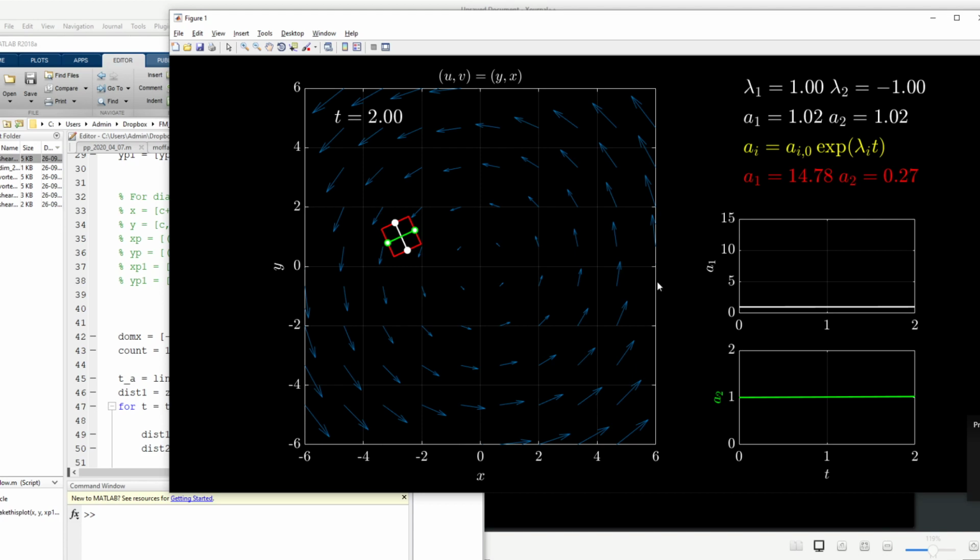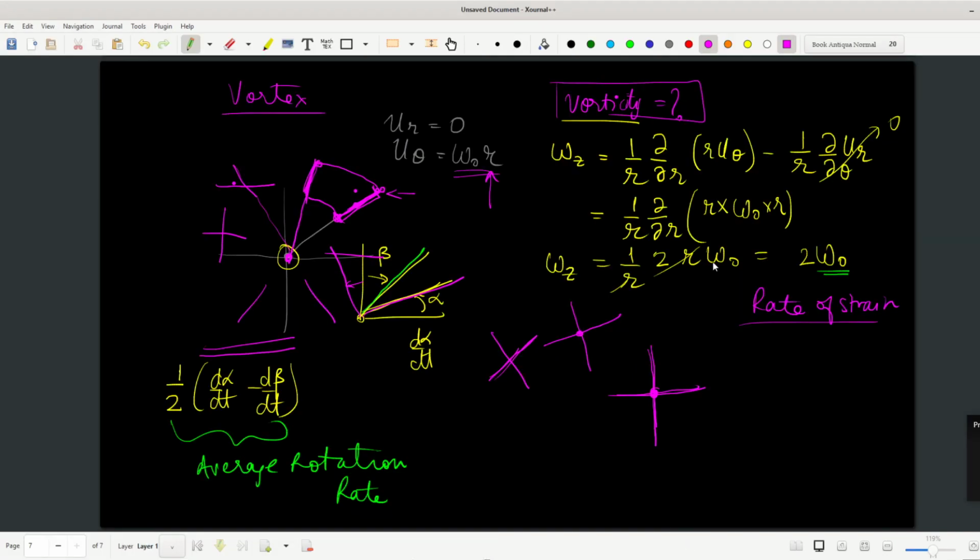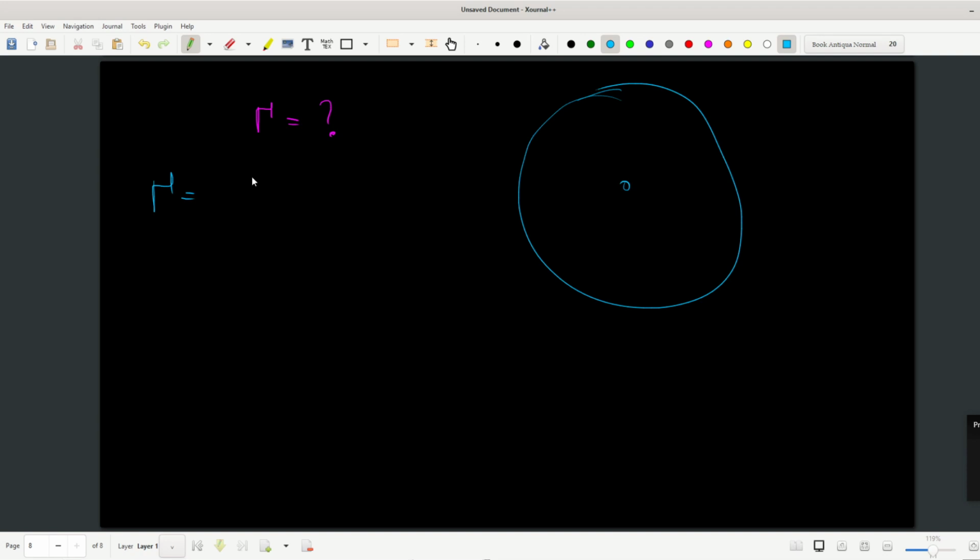So the next kind of vortex that we have, I think it's a forced vortex, and the next vortex is a free vortex. Before going there, let us find the circulation of this. If we have a closed contour, the circulation capital gamma is equal to the integral of u dot ds. So this integral will become u theta into r. U theta is always along ds.